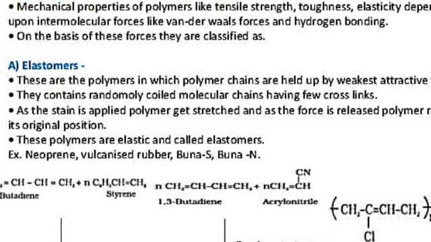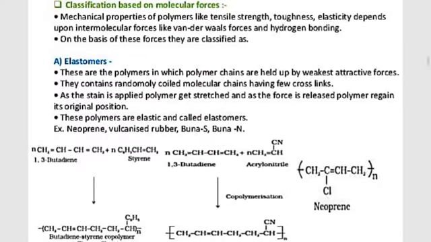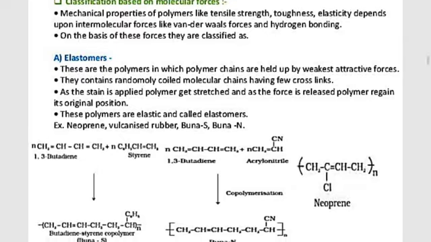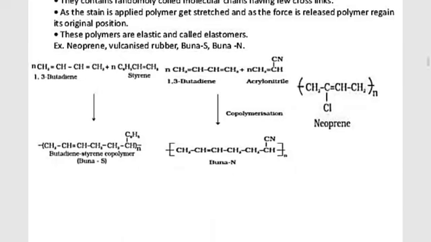The first is elastomers. From the term elastomer, it is something related to elasticity. These are polymers in which the polymer chains are held by the weakest attractive force. The weakest force among the four types is in elastomers. They contain randomly coiled molecular chains with few cross-links, so you don't have much cross-linking and they are coiled up. These polymers are elastic and are called elastomers. As strain is applied, the polymer gets stretched, and as the force is released, the polymer regains its original position.